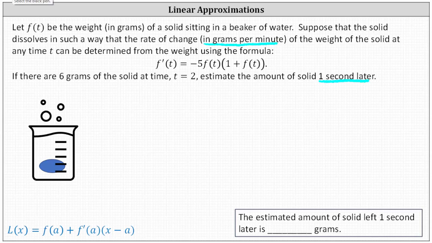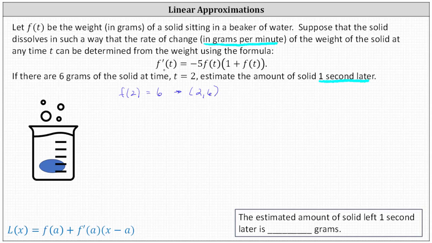To begin, we know there are 6 grams of the solid at time t equals 2, which means 2 minutes. So we know that f of 2 is equal to 6. This also indicates if we had the graph of the weight function, the point (2, 6) would be a point on the graph.